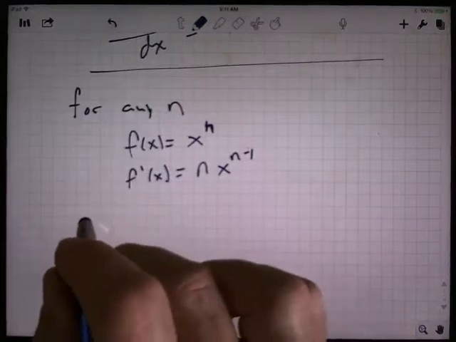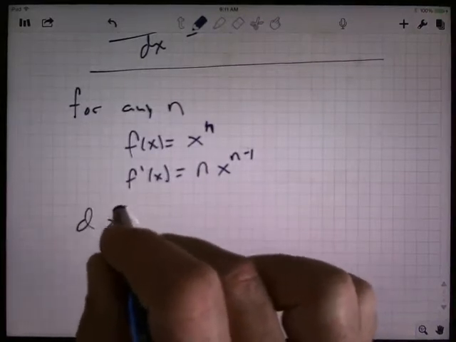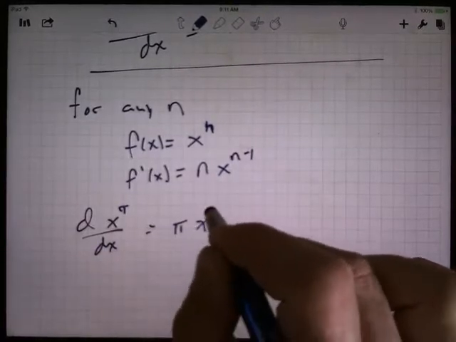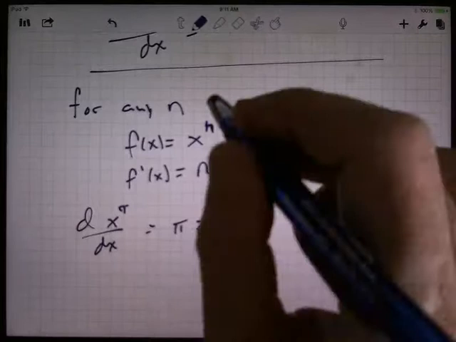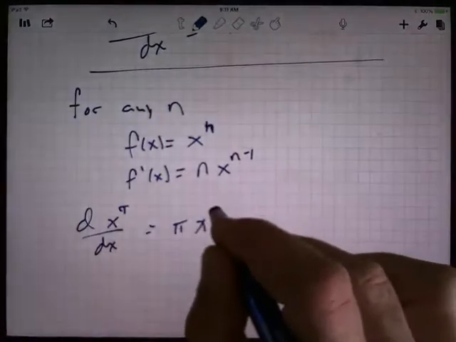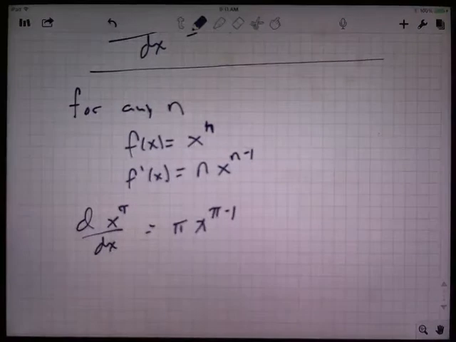So for instance, if you took the derivative of x to the pi power, it would be pi x to the pi minus 1 power, not n minus 1, pi minus 1. Okay. It works for anything.